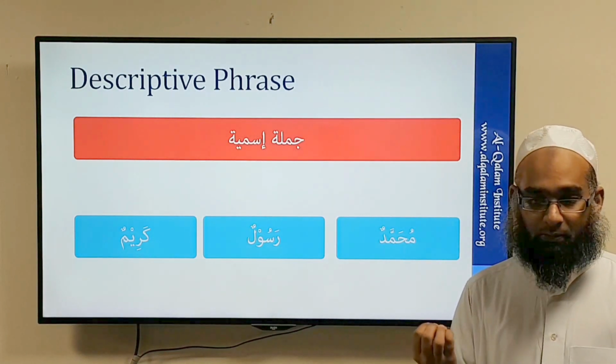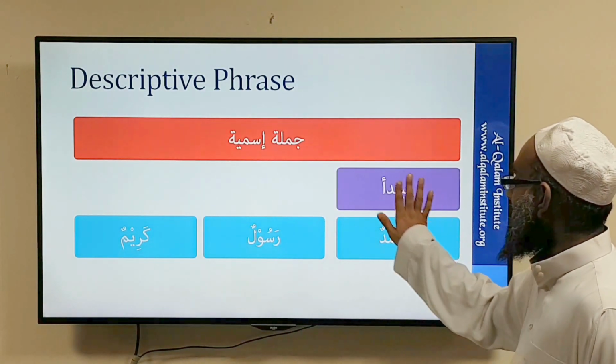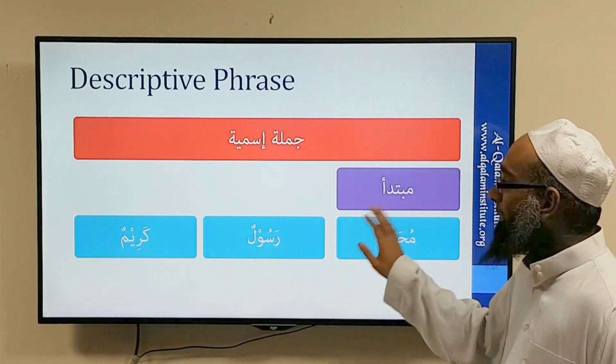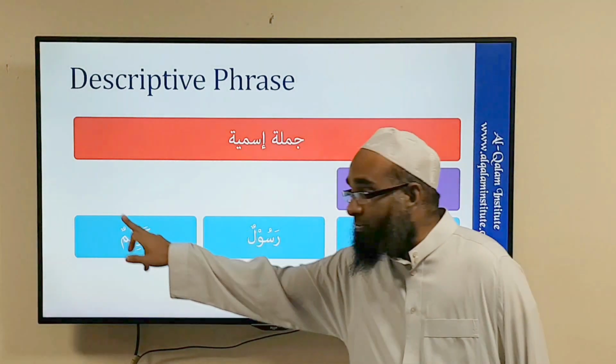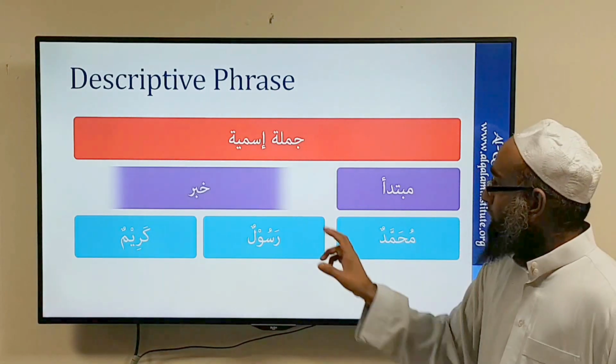So what is the mubtada? Who are we talking about? Muhammadun sallallahu alayhi wa sallam. That's the mubtada. And now, what's happened here? Two words of khabar. This is what you call a phrase. Two words now. So we have one slot.